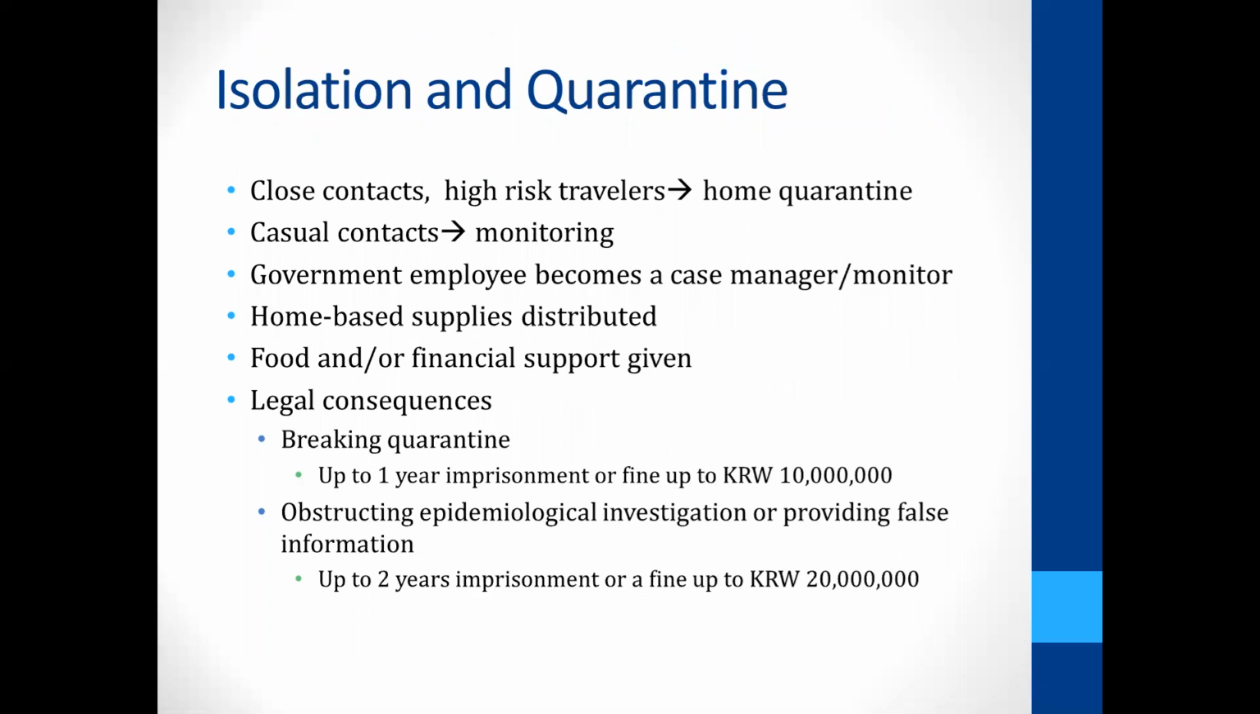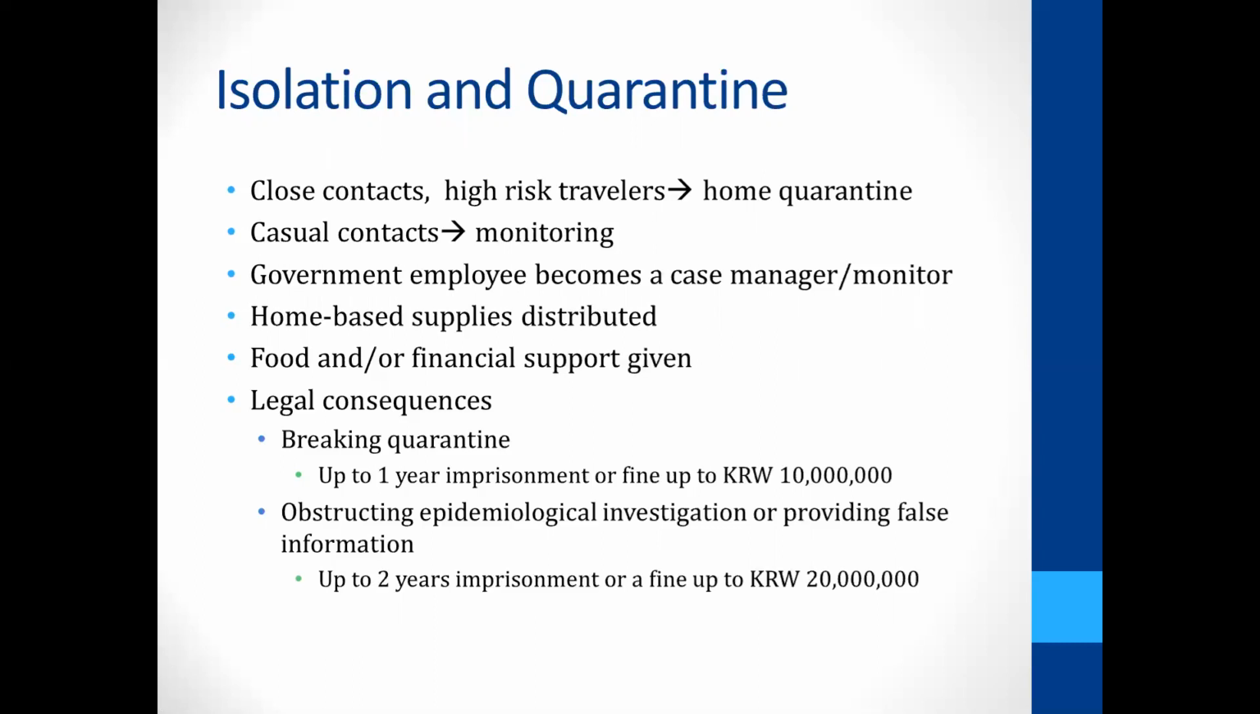Once a person was tested and tracing revealed suspected cases, they were either placed under monitoring or quarantine, depending on their risk of having the disease. This process was facilitated by government employees who became case managers based at regional community health centers, and they distributed infection control materials such as masks, disposable thermometers, disinfectant, as well as food, financial support, and a copy of the guidelines that needed to be followed.